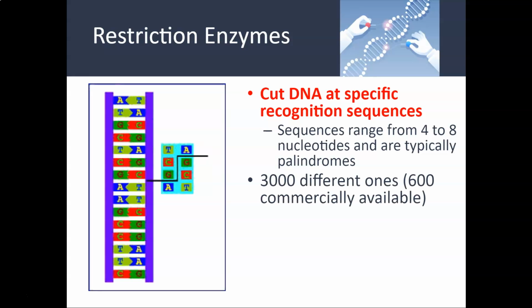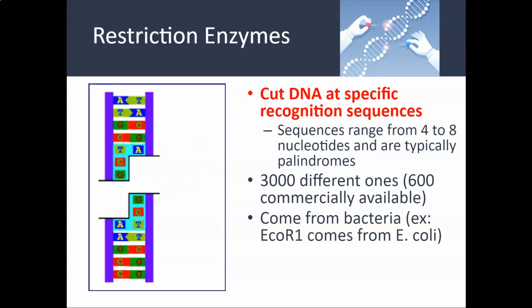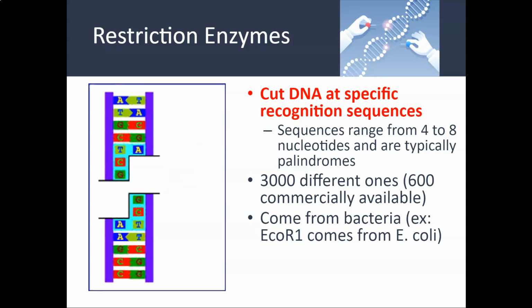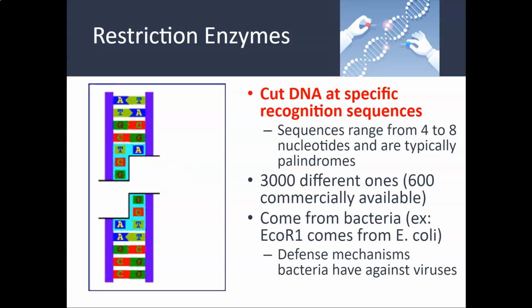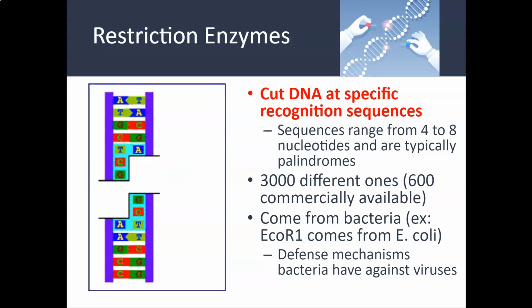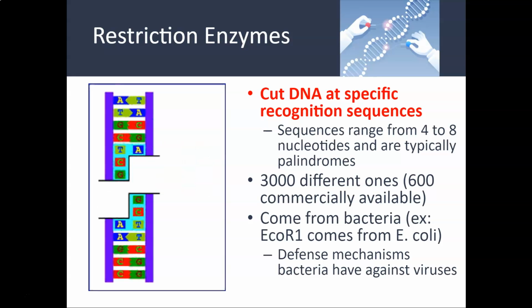Now, restriction enzymes, there's about 3,000 different ones. We have 600 of them commercially used and available that can cut DNA. And one that we use specifically comes from a bacteria called E. coli. It uses its restriction enzyme as a defense mechanism against viruses. So what the bacteria actually does is when a virus tries to invade it, it can cut and snip the virus's DNA so the virus can't replicate.